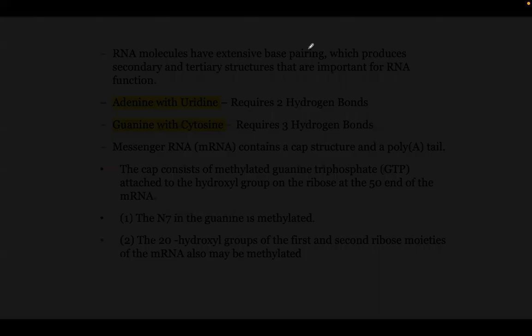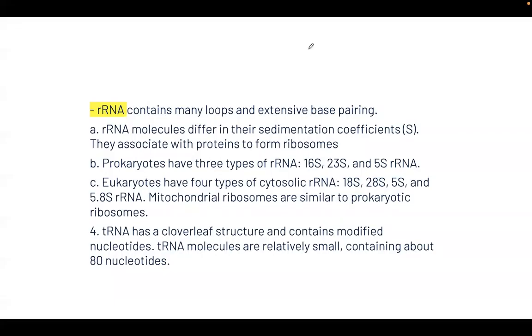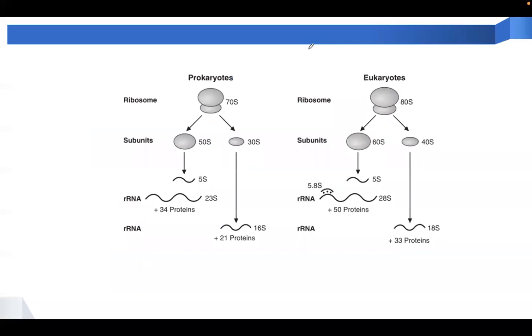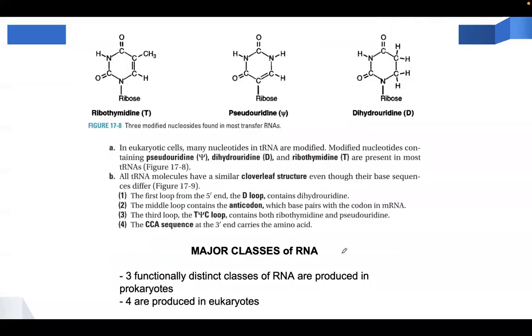So going back, RNA molecules have extensive base pairing, which produces secondary and tertiary structures that are important for RNA function. So si adenine with uridine, it requires 2 hydrogen bonds, and then the guanine and the cytosine, it requires 3 hydrogen bonds. So i-discuss na po natin. Okay, daanan na lang natin yun. Hindi na po tayo mag-focus kay prokaryotic cell RNA structure. Mag-focus na lang tayo doon sa ating major classes of RNA for your eukaryotic cell.